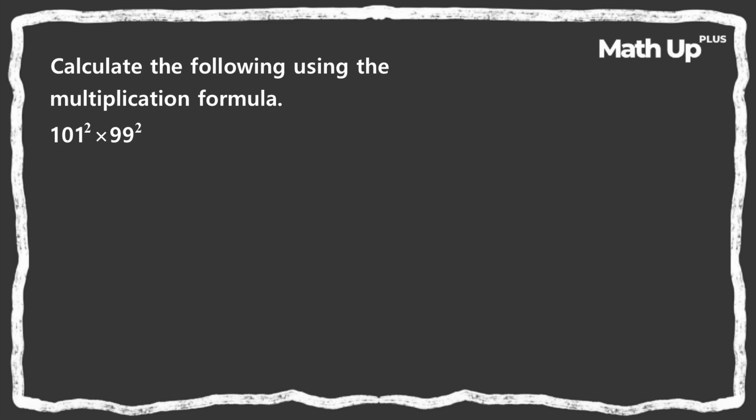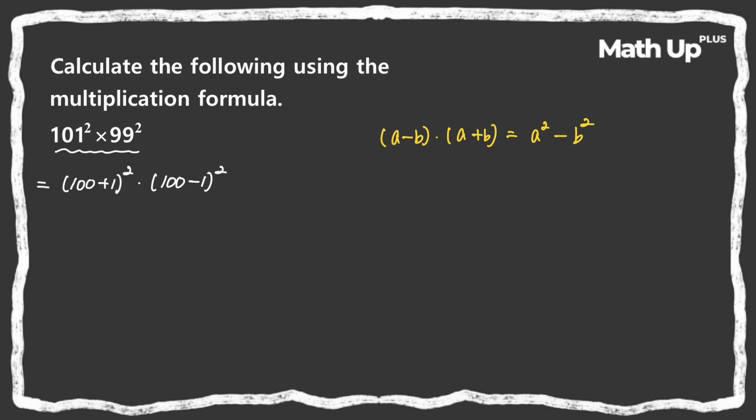All right, we have 101² times 99². This time, we can use (a − b)(a + b) is equal to a² − b², because this expression can be written as (100 + 1)² times (100 − 1)², right?